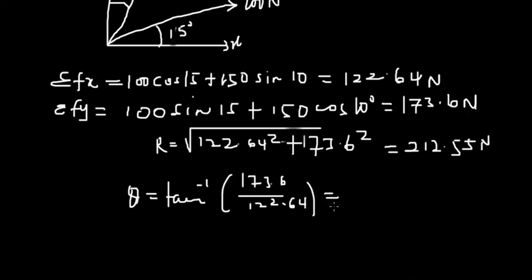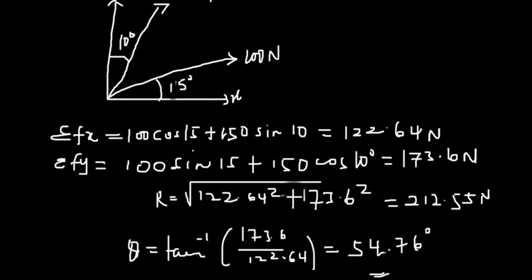So we have tan inverse of 173.6 divided by 122.64. Right, so you have the angle of what? 54.76 degrees. Right, so this will be the final answer for this question.